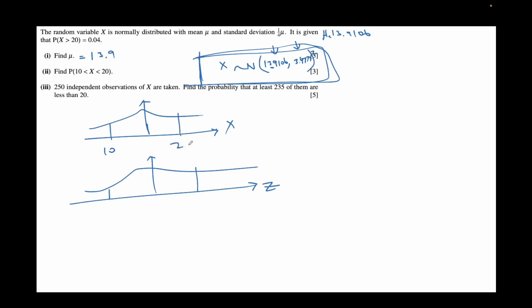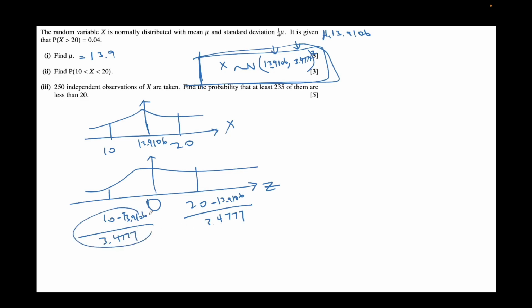10 and 20 like this. So we put 10 and 20 like that. And then in the middle over there is 13.9106. And this is going to be 0. 20 minus 13.9106 divided by 3.4777, because standard deviation is 3.4777. 10 minus 13.9106 divided by 3.4777. And what do these two numbers give you? See how this works? We're trying to find the area here, which gives us the probability here, which is what they're asking us for. So we just go ahead and do that.